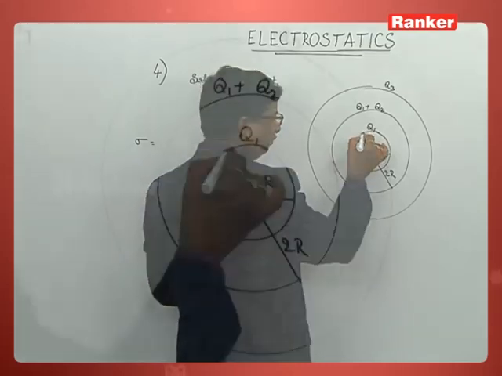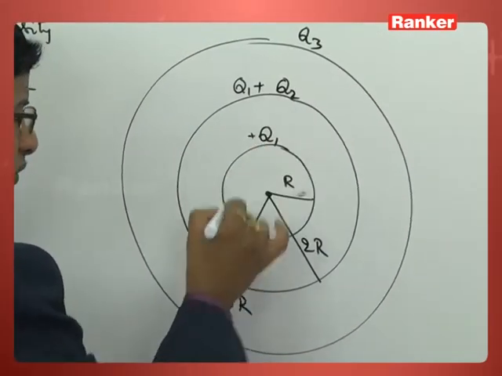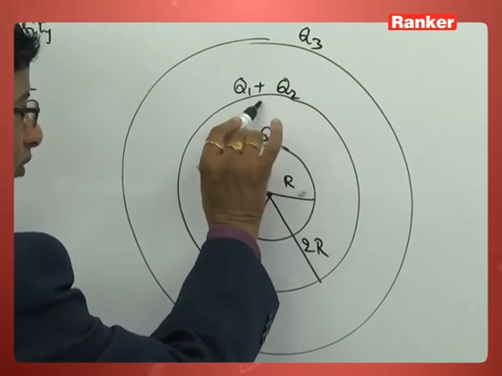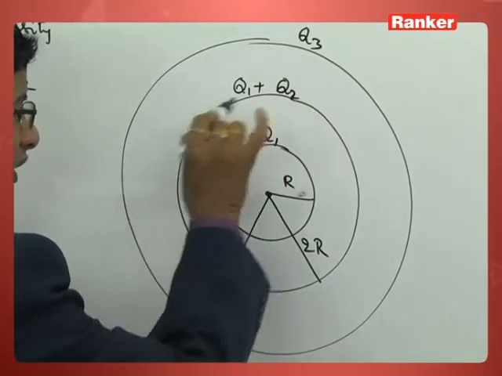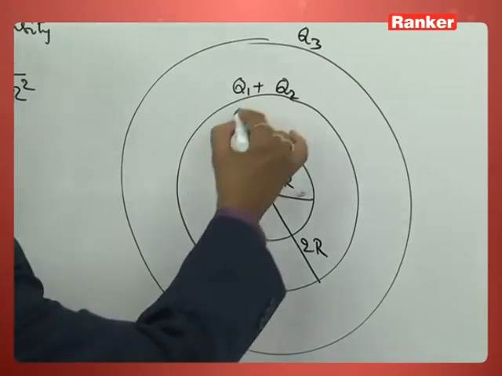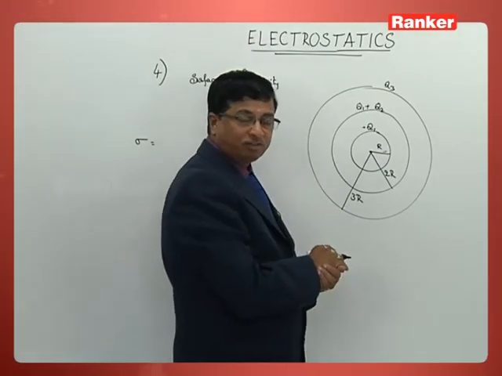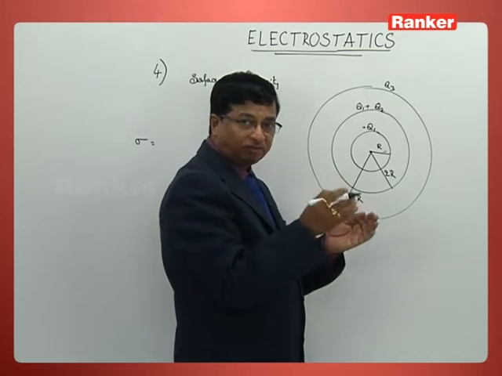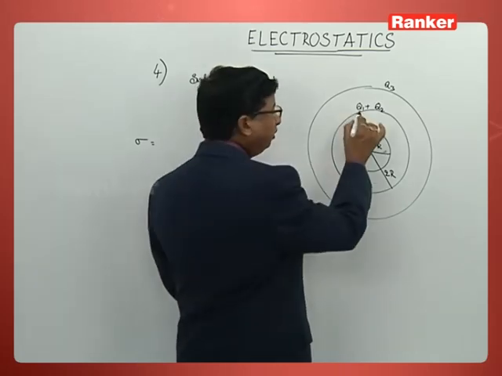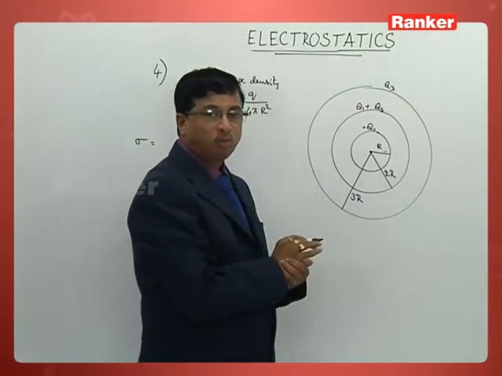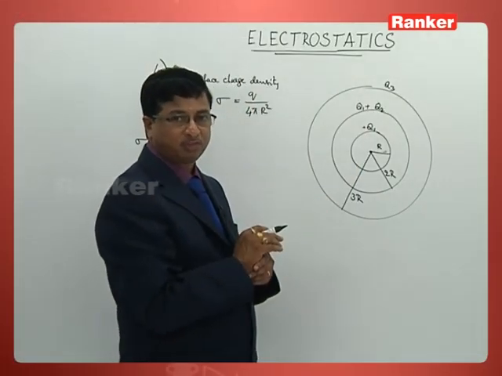If I take the charge on this outer shell as positive Q1, due to induction negative Q1 will be on the inner side of the second shell. Positive Q1 goes to the other side of the second shell. Other side means what? Outer side of the second shell. So what will be the total charge on the second shell? It should be Q1 plus Q2.